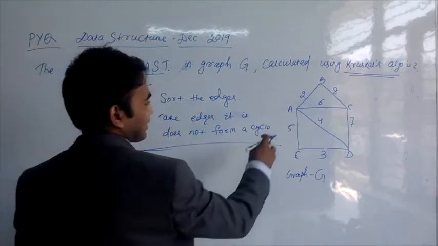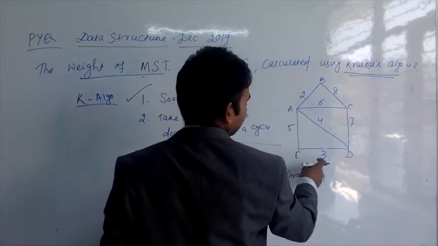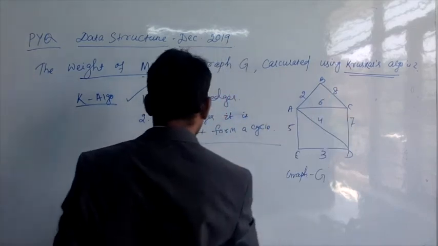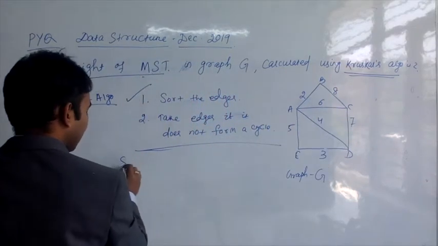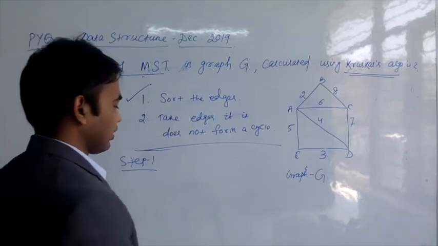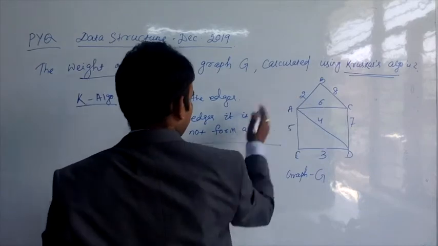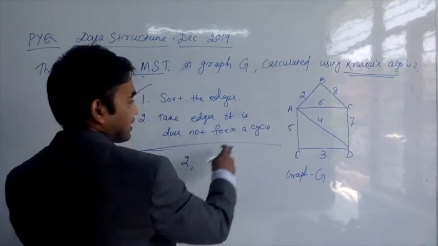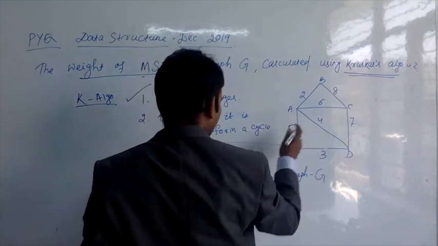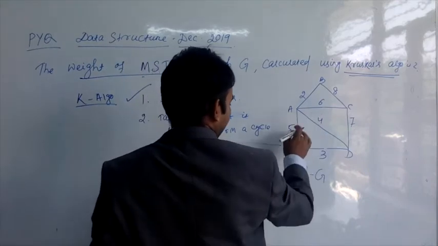We need to sort the edges, right? That means 2 we need to take first, then 3, then 4, 5, 6, 7, 8. Okay, if I sort it by using step 1 of Kruskal's algorithm, then what will be the answer? The answer is going to be, first you take 2, which means A to B, okay. Then 3 means this edge, then 4, then 5, okay.